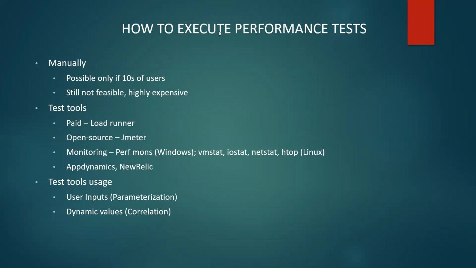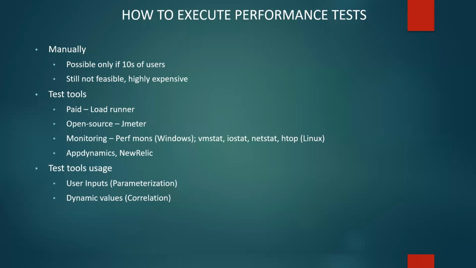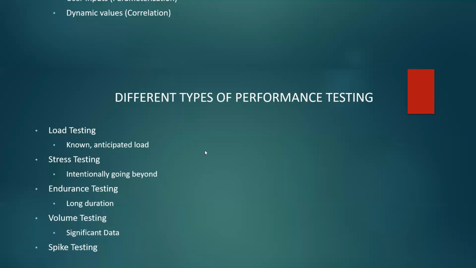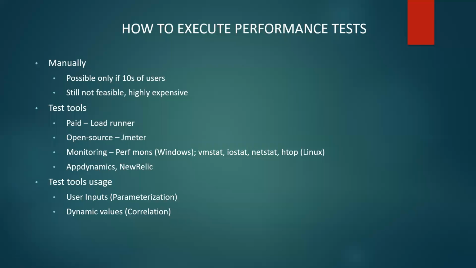Yeah, Piyush, any question? Yes, sir. So this parameterization and correlation come after we record the script, right? Yes, after you record your script, it is a part of script enhancement. I saw that while recording through BlazeMeter and through JMeter, right? So what is the difference when we record through BlazeMeter and through the non-test element?